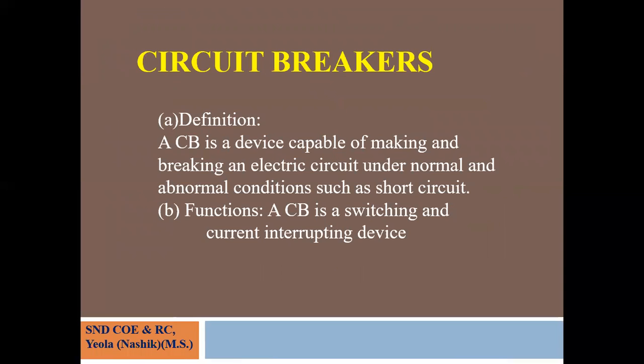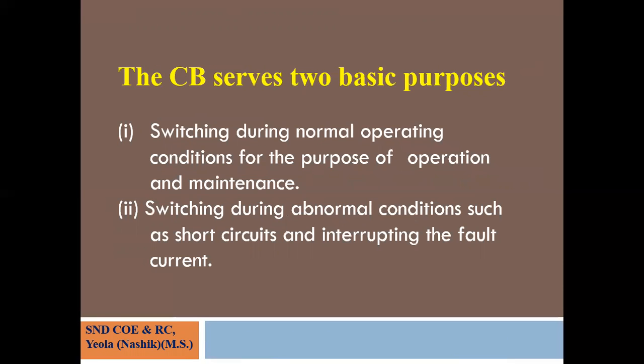Next one, the circuit breaker. The definition of a circuit breaker: a circuit breaker is a device which is capable of making and breaking an electric circuit under normal and abnormal conditions such as short circuit. The function of a circuit breaker. A circuit breaker is a switching and current interrupting device. The circuit breaker serves two basic purposes. First one is switching during normal operating conditions for the purpose of operation and maintenance. Second one is switching during abnormal conditions such as short circuits, and interrupting the fault current.